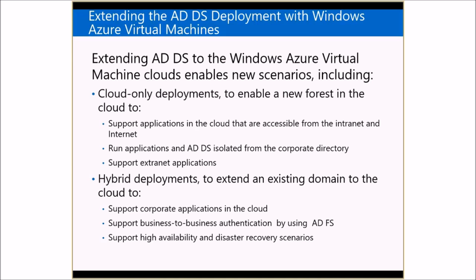So basically, when we want to put Active Directory into the cloud, we can have two types of Active Directory. We could have an Active Directory cloud-only deployment. What does that mean? That means that this Active Directory and your Active Directory in your company, on your premises, are not linked together.